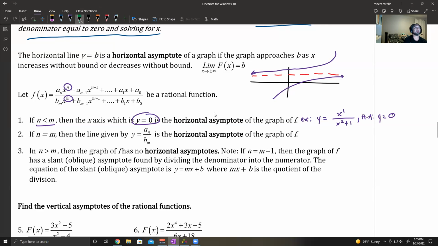Okay. Rule two. Rule two isn't bad either. Rule two says if the numerator's power and the denominator's power are equal, then your horizontal asymptote will be given by the leading coefficients over one another. A good example of that, let's say I have y equals 2x squared plus 1 over 3x squared minus 1.